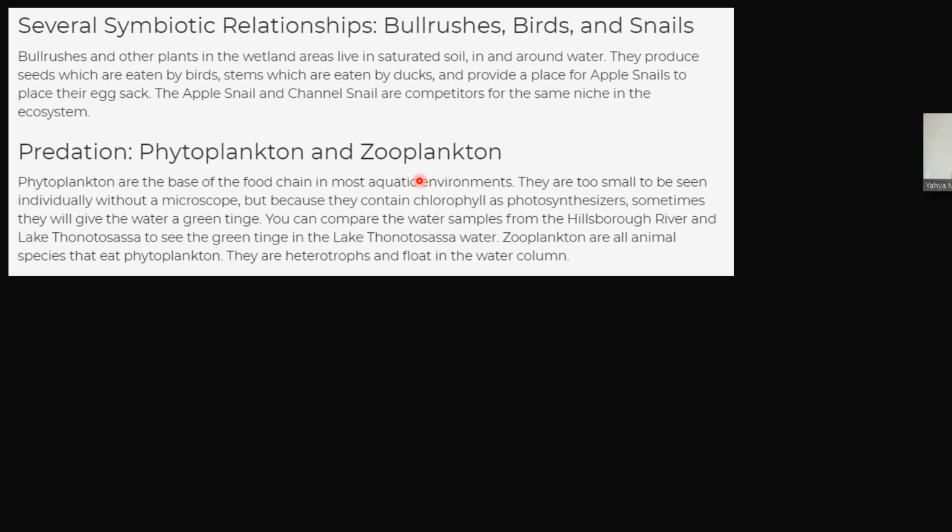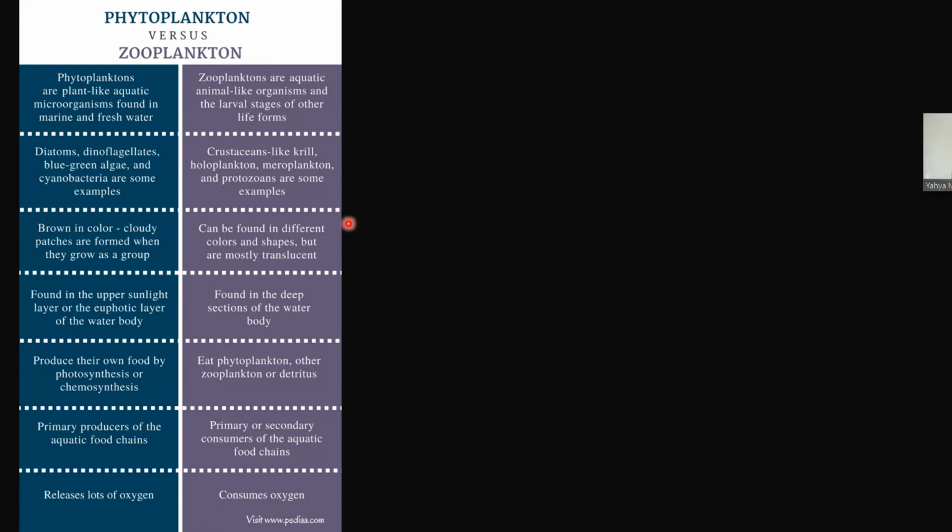The zooplankton, right? Zoo means animal, like zoology. So this is animal-like plankton. It's called animal-like because they eat the phytoplankton, or maybe smaller zooplankton. So zooplankton are the predators, and phytoplankton are the prey. This is called predation. This is just giving some different examples between phytoplankton and zooplankton.